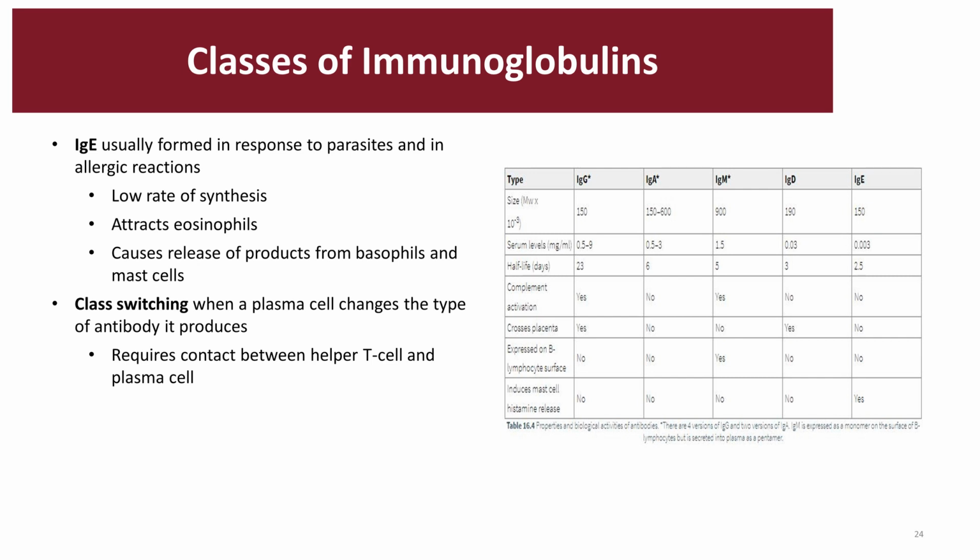Class switching occurs when the plasma cells change the types of antibodies it produces. This does require the ability of a helper T cell and the plasma cell to be involved. We will not cover the details of class switching. On the right-hand side, you can see the different shapes of the antibodies. IgGs, IgEs, and IgDs are expressed as monomers. IgAs are dimers. IgMs are pentamers.